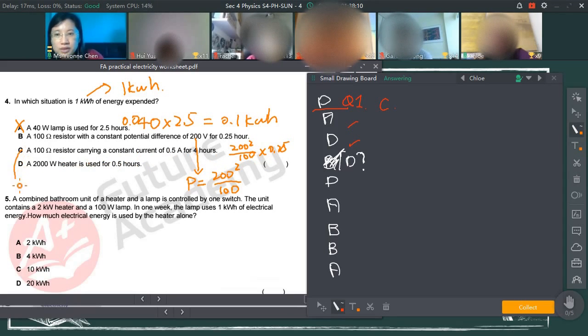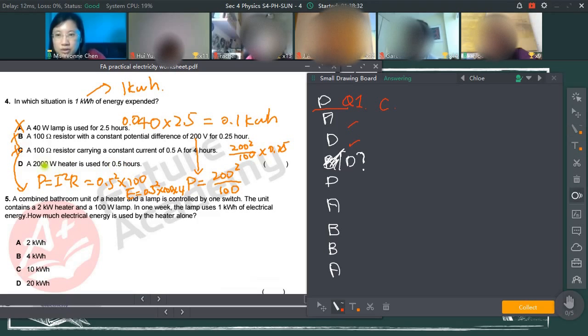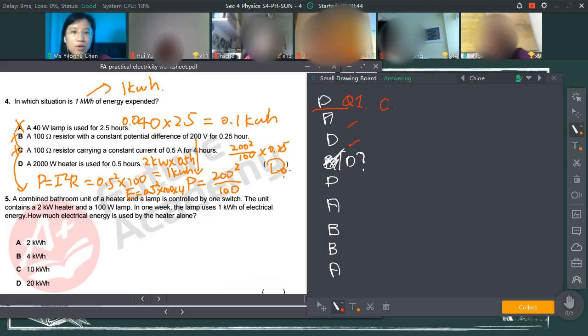Then for option C, power equals I squared R, which is 0.5 squared times 100. Then the total energy is 0.5 squared times 100 times 4. It is also not 1. So the last option is actually 2 kilowatt times 0.5 hour, so it's 1 kilowatt hour. The answer is D for question 4.